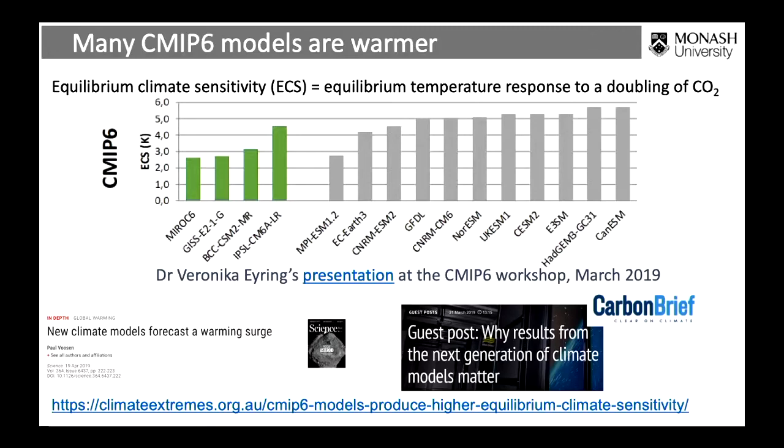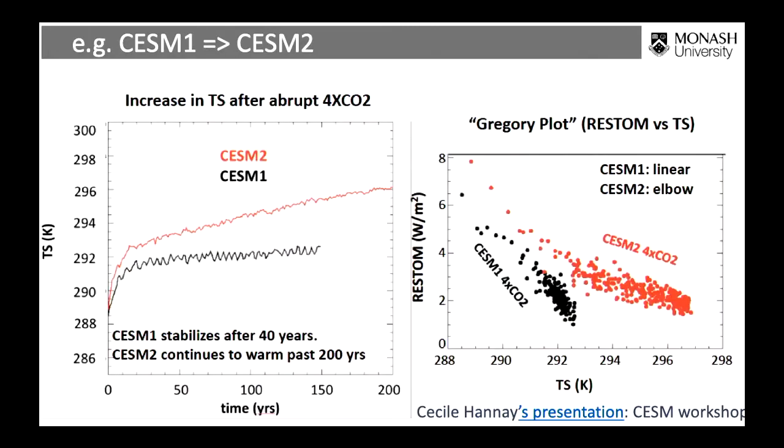Just one thing to say is that this equilibrium climate sensitivity assessed by the IPCC is not only based on these CMIP models. It's based on paleo records. It's based on observational constraints. So just because these ones are coming out warmer doesn't mean that the IPCC will say the climate sensitivity is warmer. So why are they more warm?